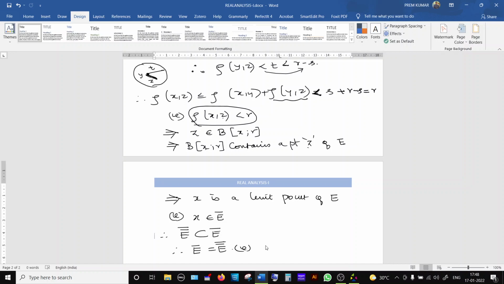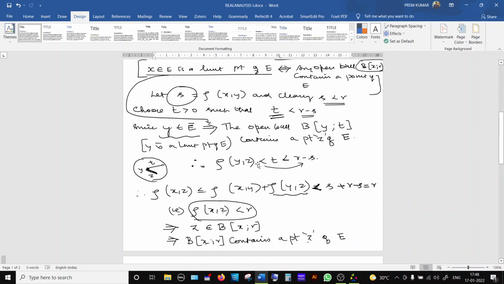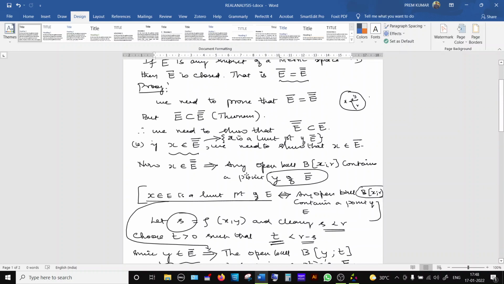So therefore the closure of the set E is always closed. That is, the closure of a set is a closed set. Okay, so this is what we come to at the end. It is a little bit confusing, but if we learn many times, you can understand why we suddenly take in between a new variable t that is less than r minus s. Everything you will come to know.